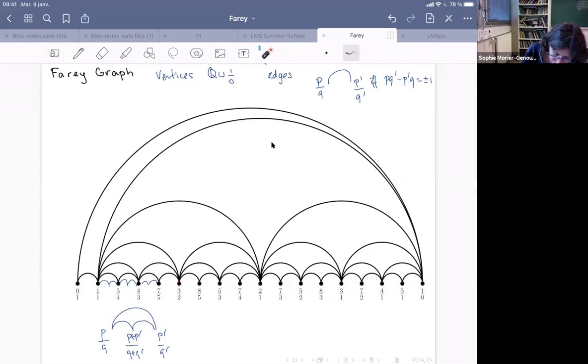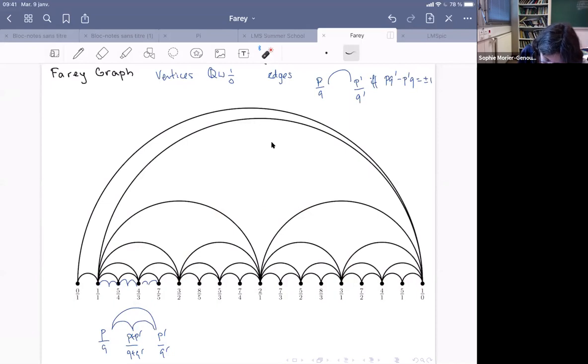And what is interesting is that there are no crossing edges. It's not possible that somewhere a rational is linked to another rational like that. There is no crossing, so you really have a partition of the plane. And this is a natural picture to consider continued fractions.